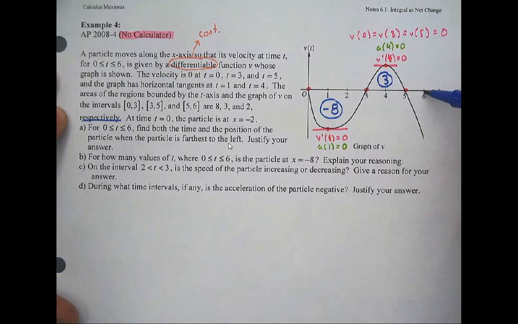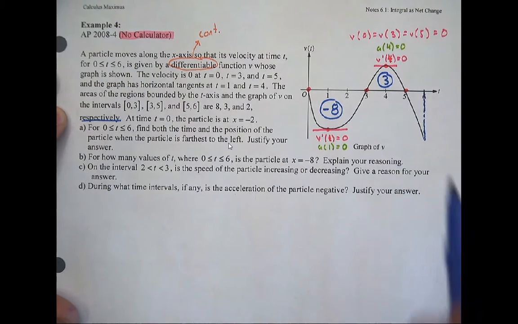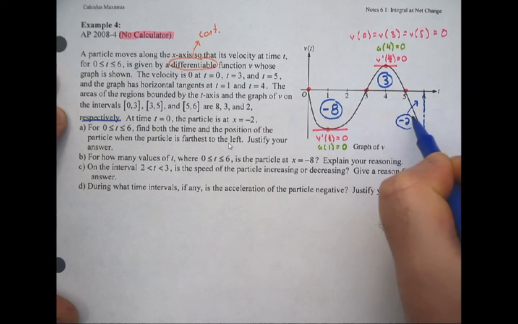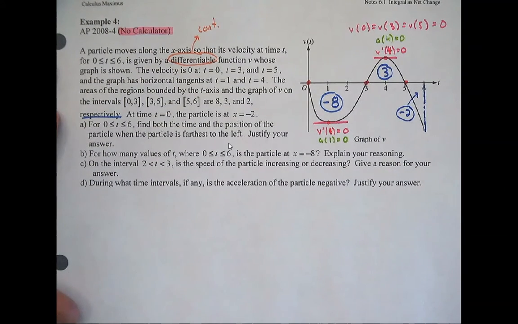And then I don't like that they have this. I'm going to highlight this section, kind of separate it. And in that, we have an area of -2, because that's underneath the x-axis.